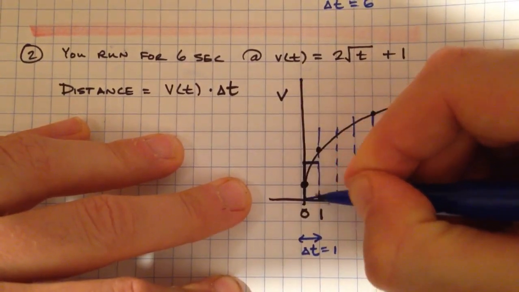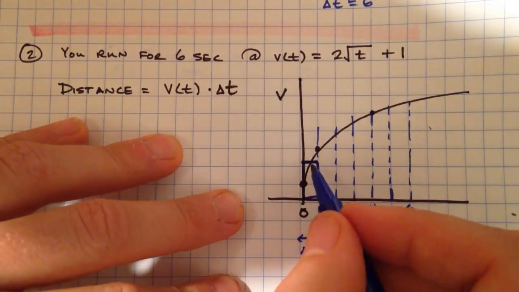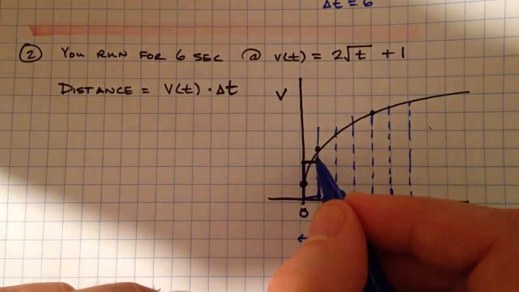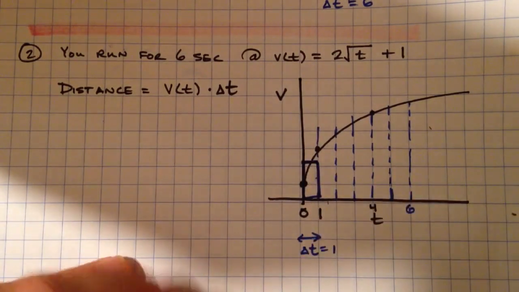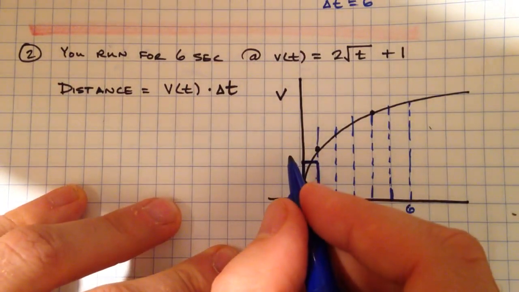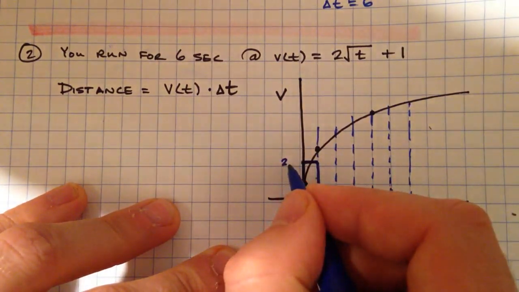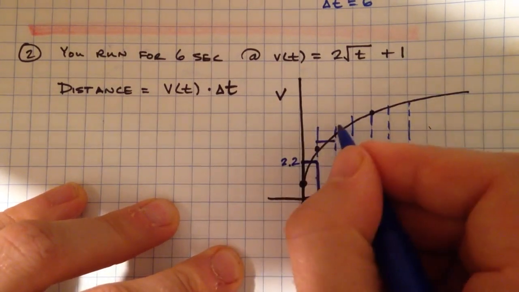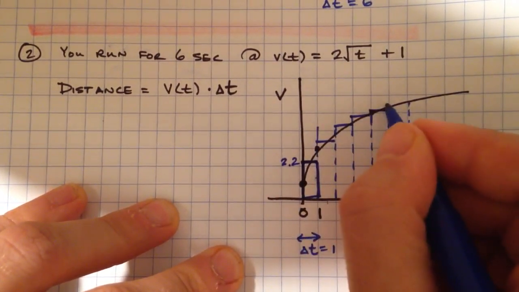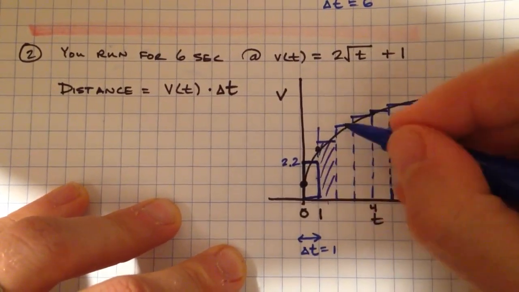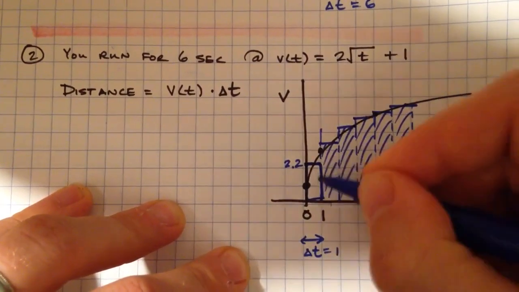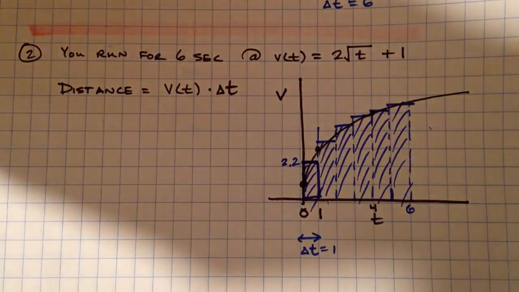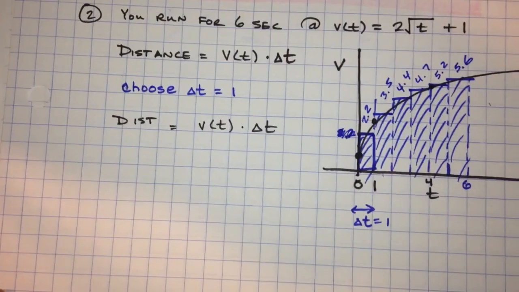Now I'm putting the cap in a specific spot. I'm putting it here because if I put it here, I've missed a little bit of the area. See that? But I've also gained a little bit of area, and I'm going to say that those two are about the same. And let's say that the height at this moment is 2.2. Well, if I continue doing that, I will get a series of 6 different areas, and those areas should be able to approximate the distance.